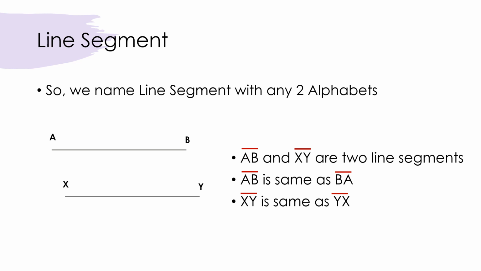AB is same as BA and XY is same as YX. Did you notice the red line that I have put on top of the AB and the XY? That straight line means that AB is a line segment. This is very important, so keep a note of that.